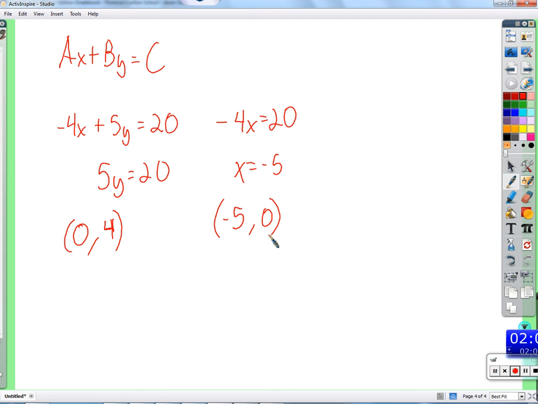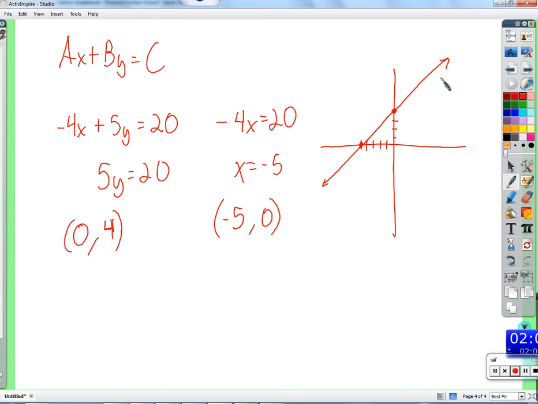Do we have enough to draw a line? We got 2 points. Negative 5, 0, and 0, 4. There's 2 points, draw a line. We don't have to worry about it.